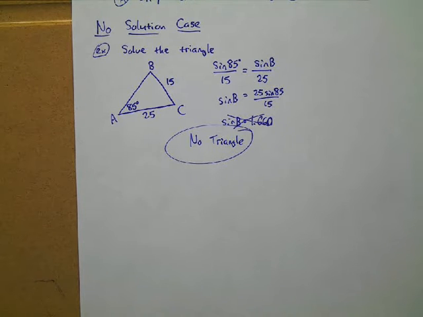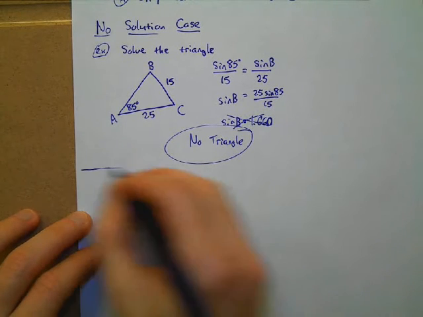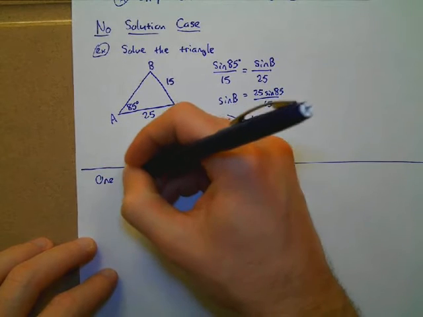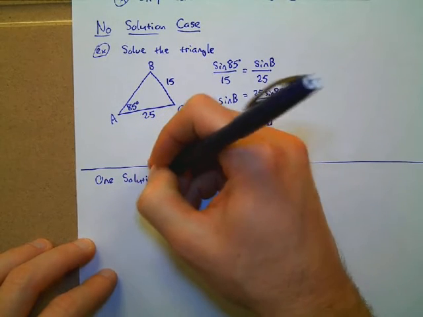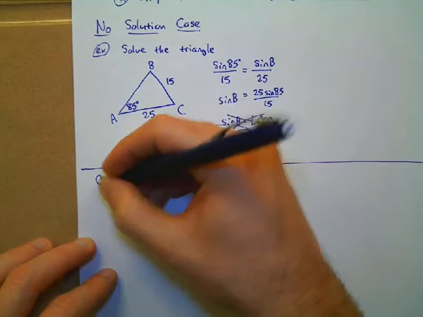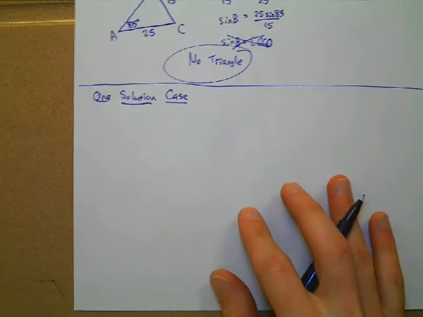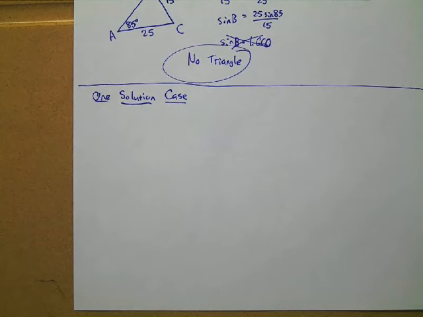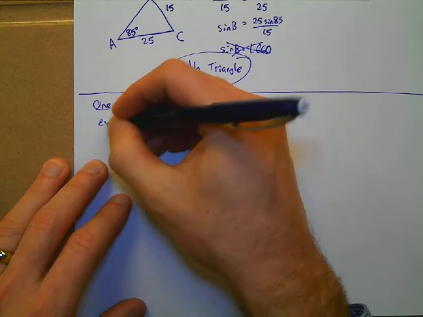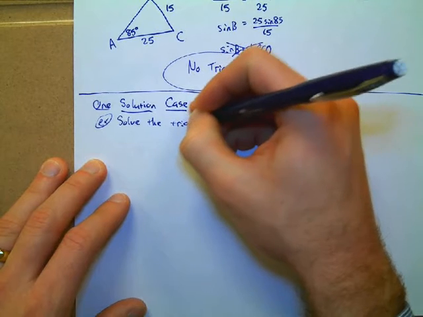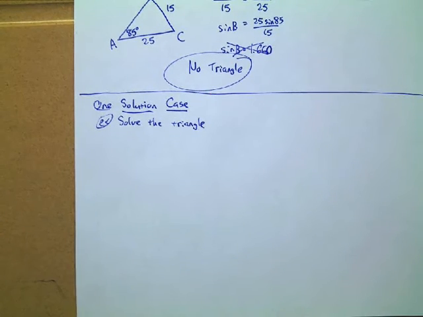All right, so let's look now at a one solution case. We already saw this kind of yesterday, so I might be a little repetitive here, but we'll just do another example. Again, the directions will be: solve the triangle. And again, I'll just draw another triangle here.